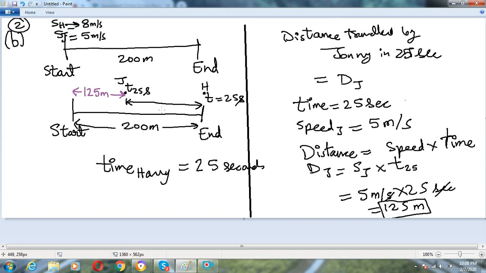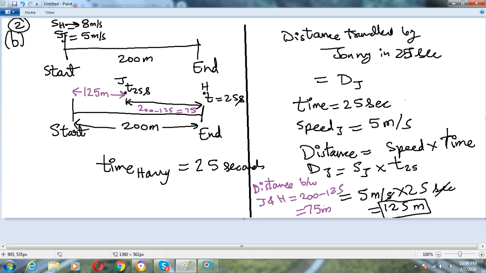So I have to find this distance between Johnny and Harry. So how will I get it? 200 minus 125, correct? So this will be 200 minus 125, that is 75. I don't have space, so I'll write here: distance between Johnny and Harry, 200 minus 125, 75. Okay, what was the question? Yeah, correct. So this was the question.